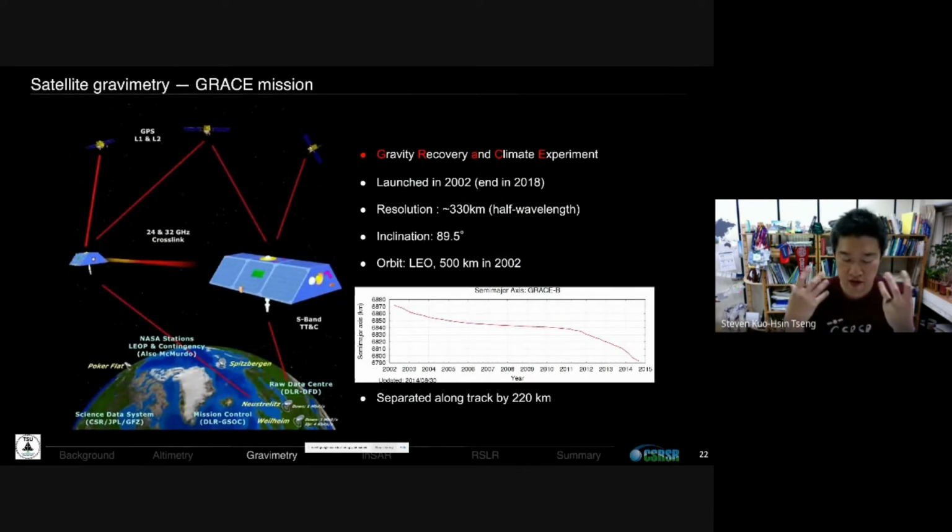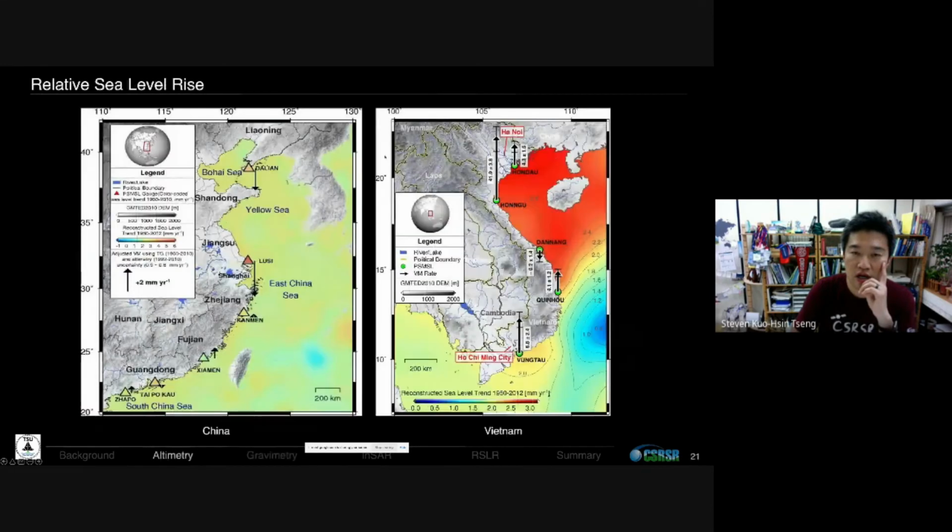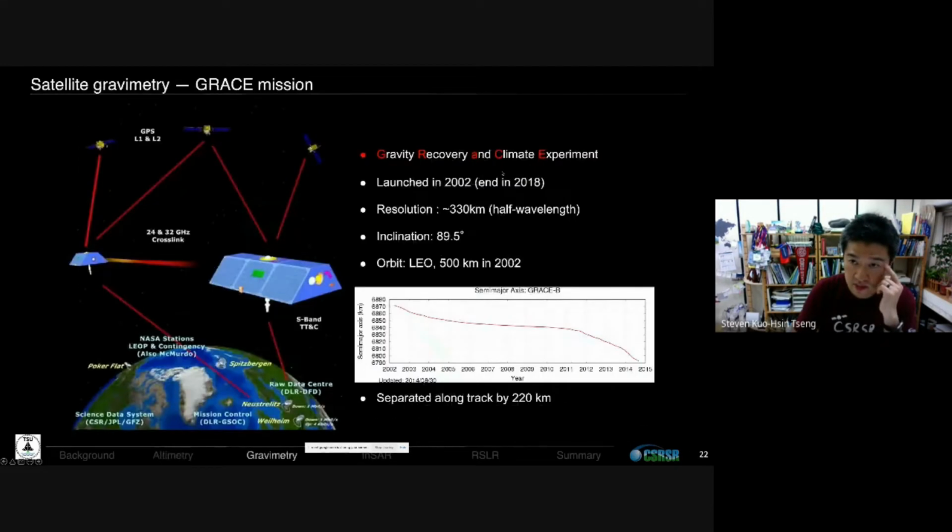It gives us a big picture of the geo change, or the land motion, of a regional area. Actually, it was decommissioned in 2018, but it's a very successful mission. It gives us a picture of the temporal change of the gravity field. It's called the Gravity Recovery and Climate Experiment.